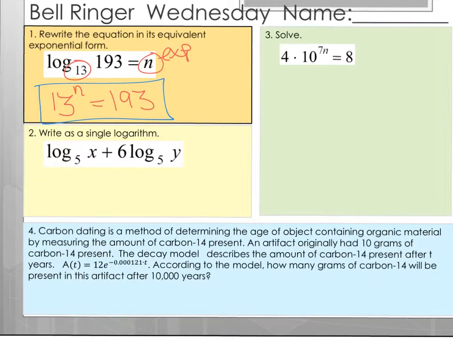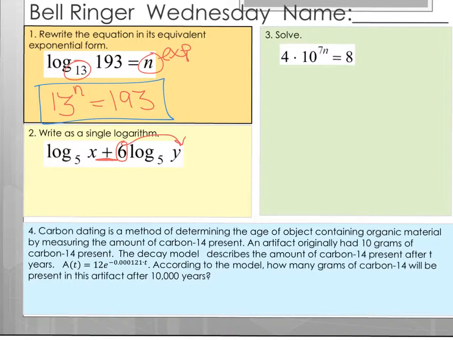On number 2, they say write as a single logarithm. I'm going to look and see if I have any numbers in front of my logs. I know that those can be moved to the exponents. I usually do those first. So I'm going to have a y to the 6th power. And then the other thing is I want to look at the relationship between those logs.